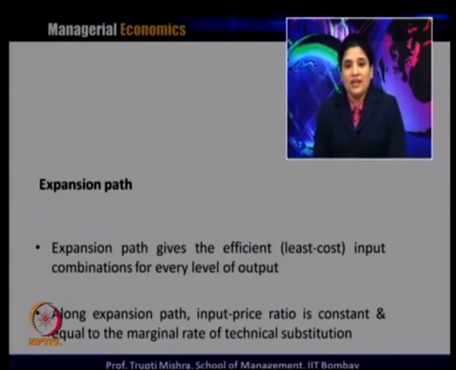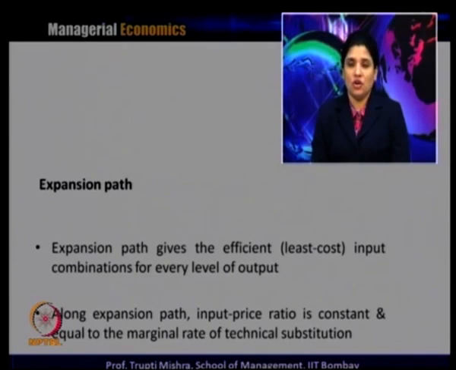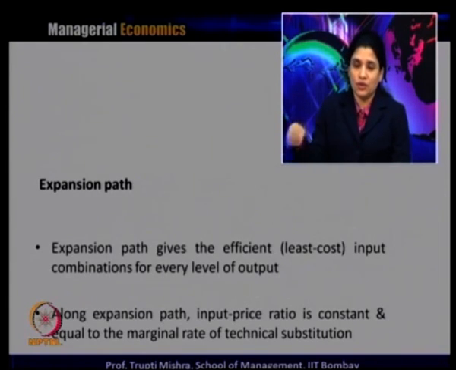Then the expansion path gives an efficient, that is the least cost input combination for every level of output, because this is the locus of all optimal combinations of input, at the point where the slope of the isocost is just equal to the slope of the isoquant, and along the expansion path the input price ratio is constant and equal to the marginal rate of technical substitution.